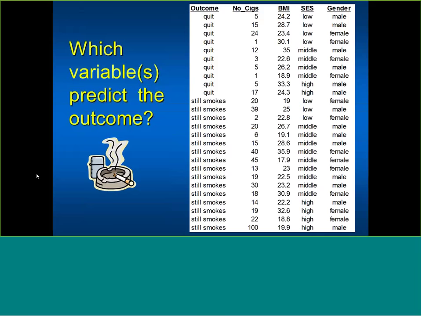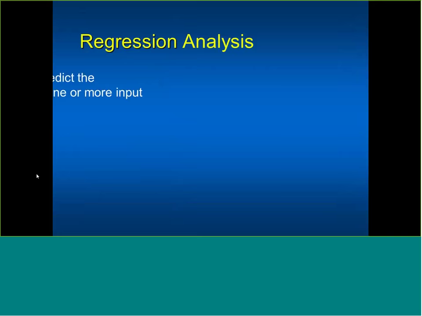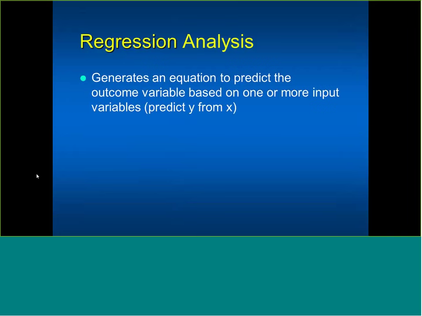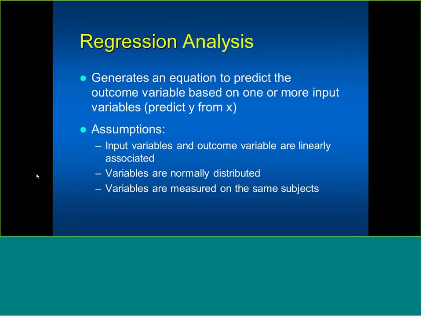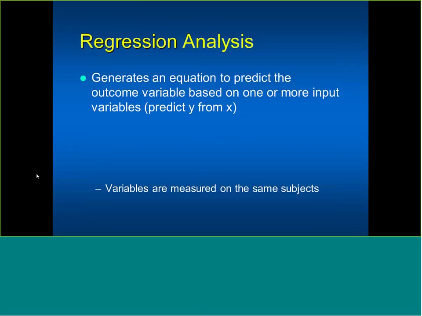I collect a lot of data on these patients: the number of cigarettes they're smoking, their BMI, their socioeconomic status, their gender, maybe some other things, but that's what I've got on the slide here. So what I want to do now is a regression analysis. I want to generate an equation to predict the outcome variable based on one or more input variables. In other words, predict Y from X. I've got the same assumptions again: a linear association, normal distribution, and we're measuring on the same subjects.